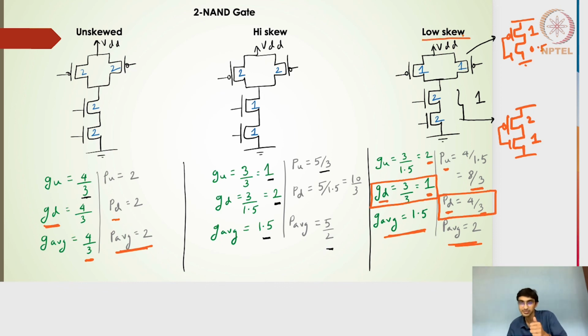So that's an advantage. Of course, one has to pay the price. If it is low skew, then on the higher side, whenever the output rises, I will have a larger delay because my GU value and PU value are higher. So one has to compensate for the other side. But if the output is going down more number of times, then why not have this GD value be 1 and the PD value be 4 by 3.